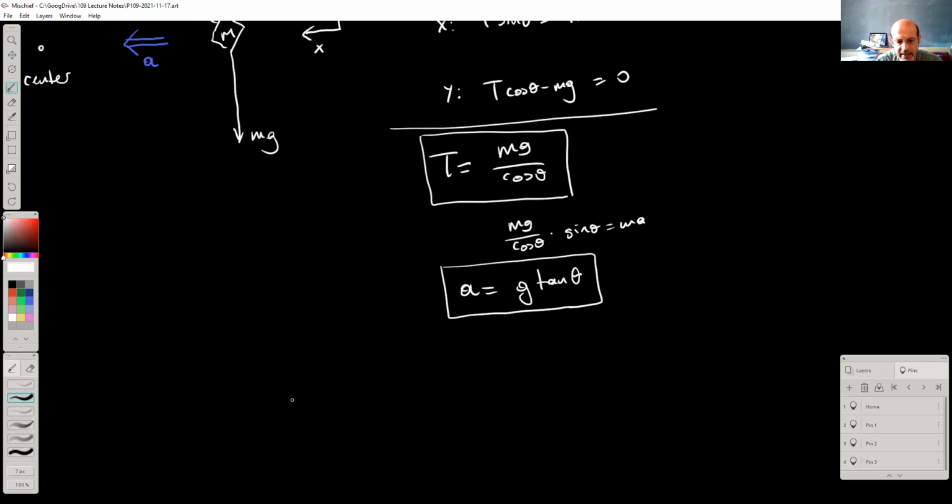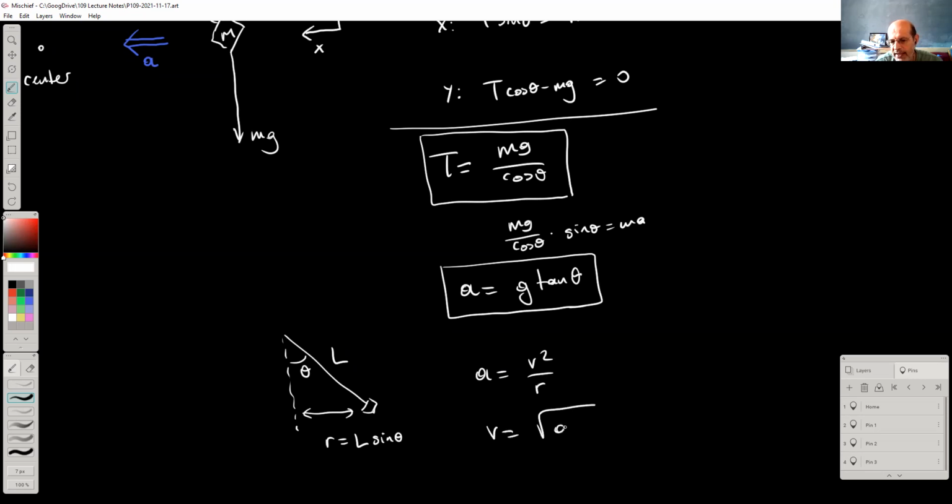So I know that it is this motion in here. I know that the radius, that angle is theta, is L times sine theta, right? I know that the acceleration is v squared over r. So therefore the speed is the square root of a times r. So this is the square root of g tangent theta multiplied with L sine theta.